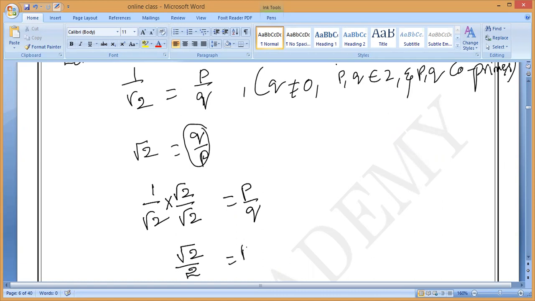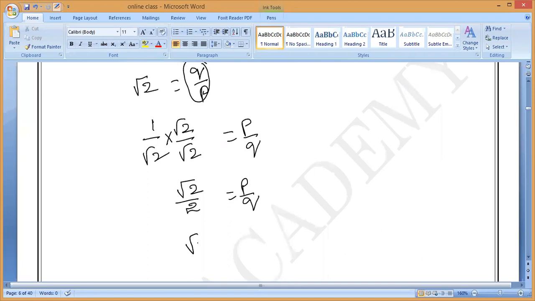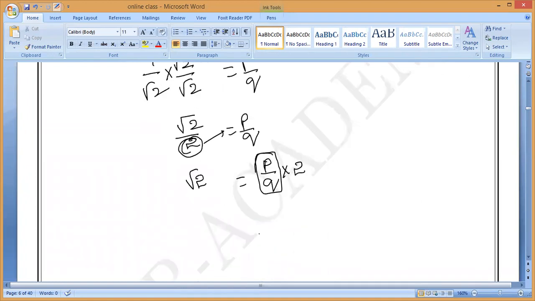Root 2 by 2 equal to P by Q. Cross multiplying, the 2 comes to this side: root 2 equals P by Q into 2. We already know P by Q is a rational number. A rational number multiplied with any integer is a rational number only.